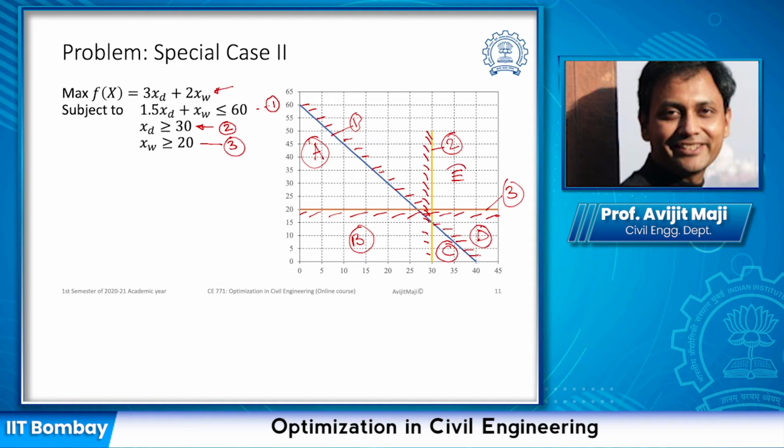E is feasible for 2 and 3 but not 1. F is feasible for 3 but not 1 and 2. So there is also one more region, which is this triangle, which we can call G. This region is infeasible for all the 3.